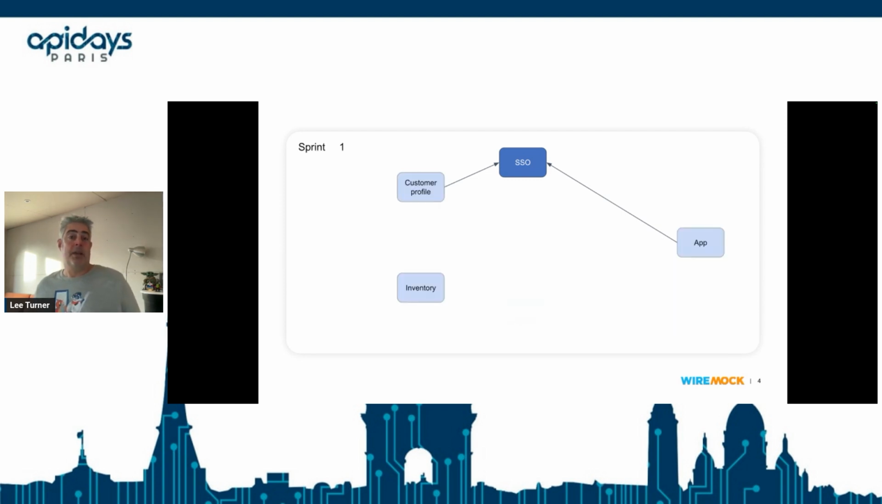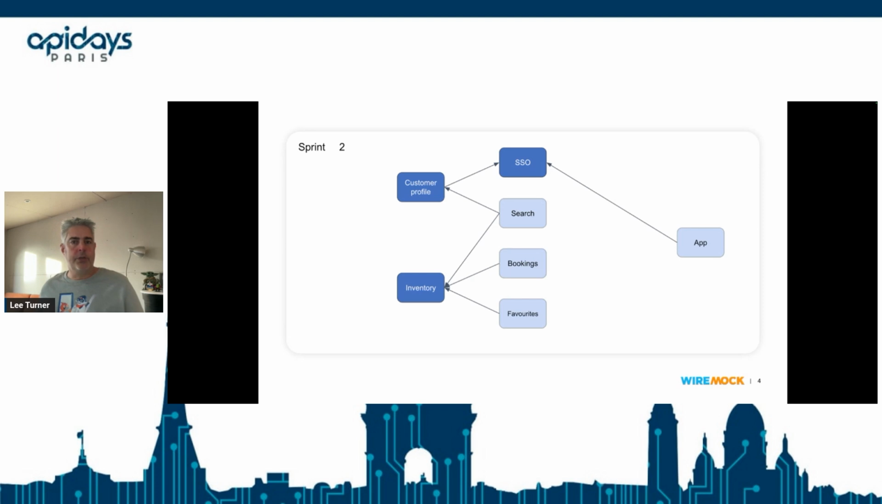So if we take a look at this from a hypothetical sprint-based way of working, we can see that in sprint one, we can complete the SSO component. The dark blue in this diagram are completed components, and the light blue are work in progress, or actually being worked on at this point in time. So you can see that we can start the inventory because it has no dependencies, and we can start at least part of the app and customer profile because they rely on a component that's already been finished.